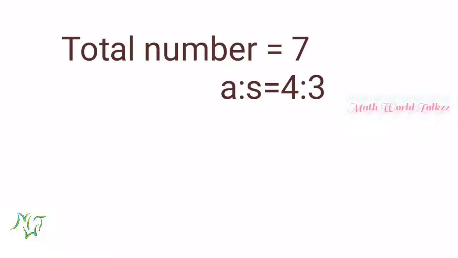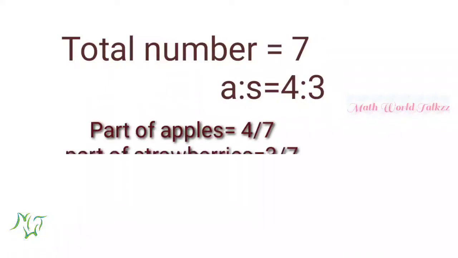using this method. Total number of fruits is 7. Then the ratio A is to S, apples to strawberries, is 4 is to 3. Now if we want to find the actual number of each, first we write the part of each, apples and strawberries. So the part of apples is equal to 4 by 4 plus 3, that is 7. Then the part of strawberries is 3 by 4 plus 3, that is 3 by 7.